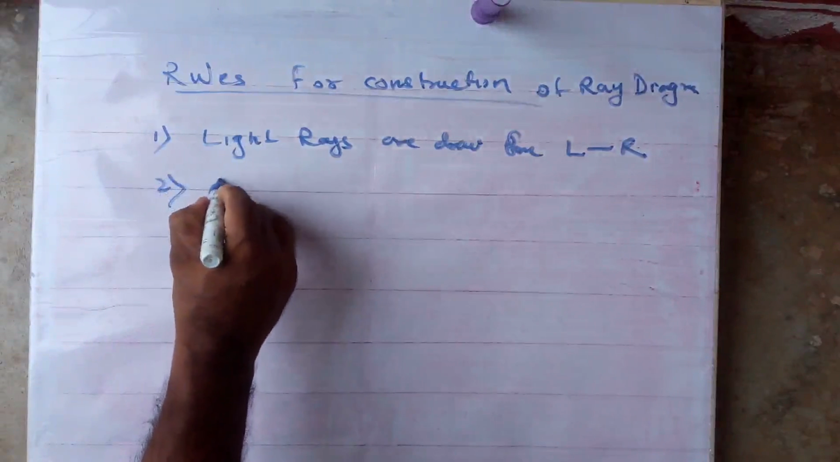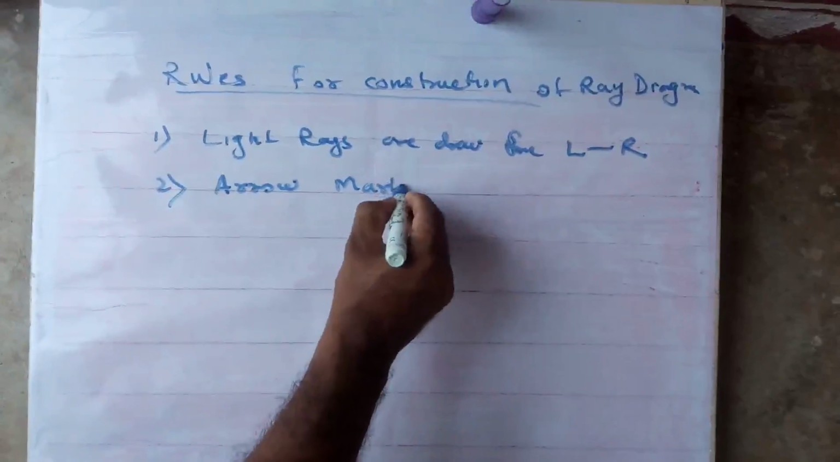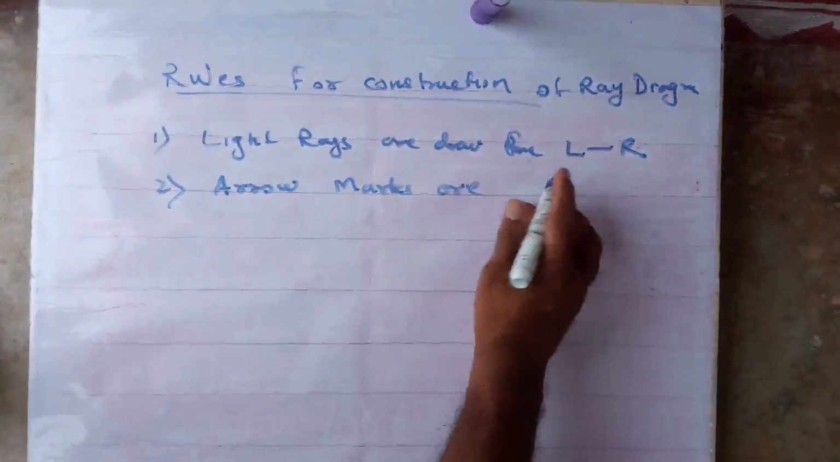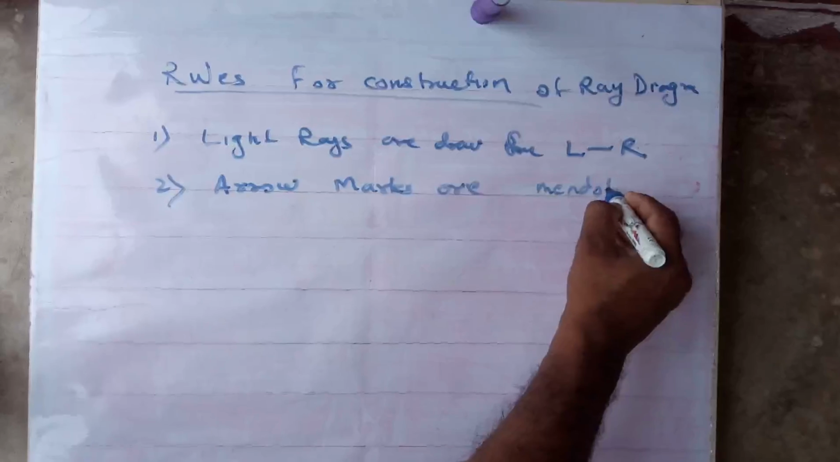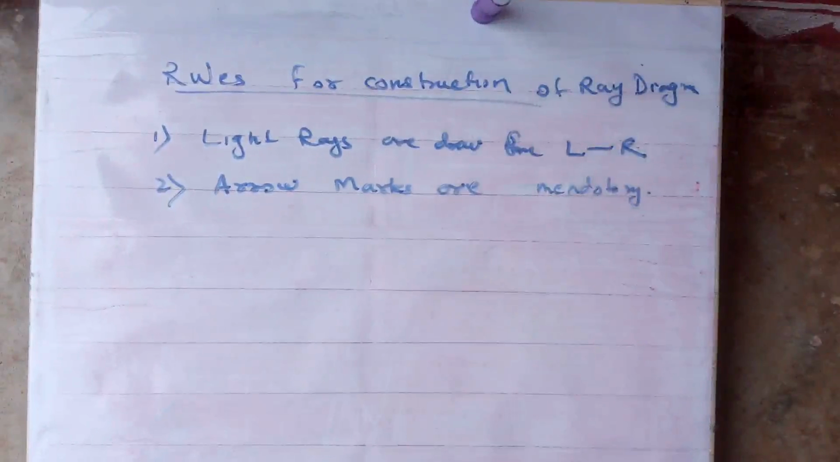Second one is arrow marks are compulsory, or mandatory. Suppose your whole diagram is correct, but you have not given the arrow, then it is not called a ray diagram. Ray means arrowhead should be there. Clear? These are the fundamental rules for construction of any optical ray diagram you will draw.